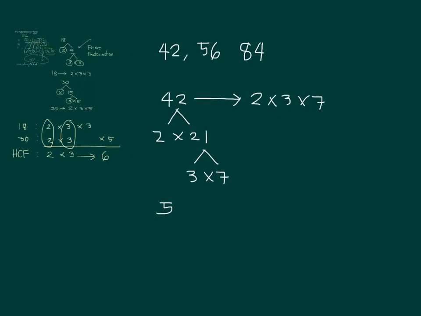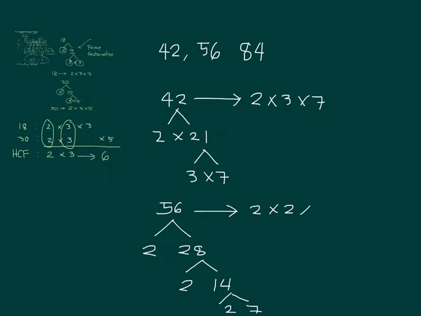And then let's work on 56. So 56 is 2 times 28. Okay, and then break 28 into 2 factors. You select 2 again, and this is 14. And then 14 is 2 times 7. Okay, so 2 and 7 are prime numbers, so we can stop there. So we have 2 times 2 times 2 times 7 for 56.